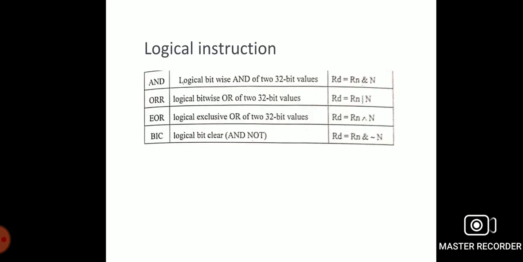And then the logical instructions, that is AND, ORR, EOR and BIC. The AND is a logical bitwise AND of two 32-bit values, and ORR is the logical bitwise OR of two 32-bit values, and then EOR, that is a logical exclusive OR of two 32-bit values, and BIC, bit clear, is AND with NOT. So that is RD is equal to Rn AND the inversion of N.